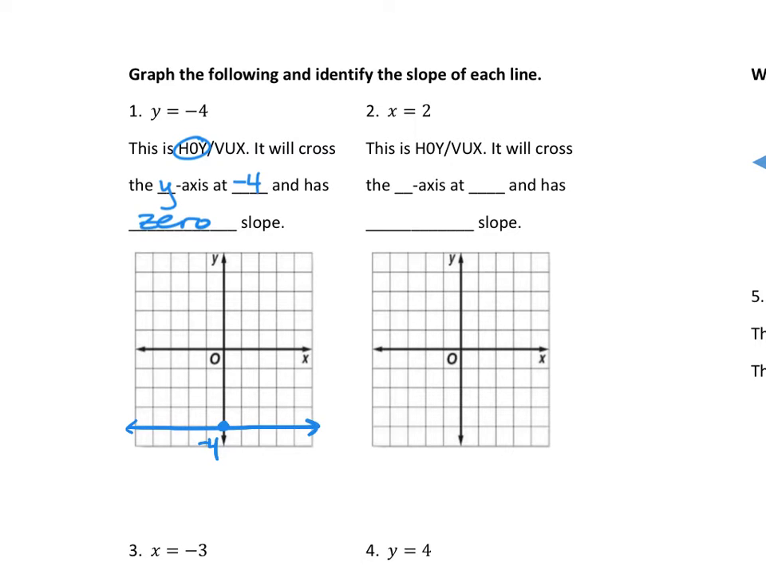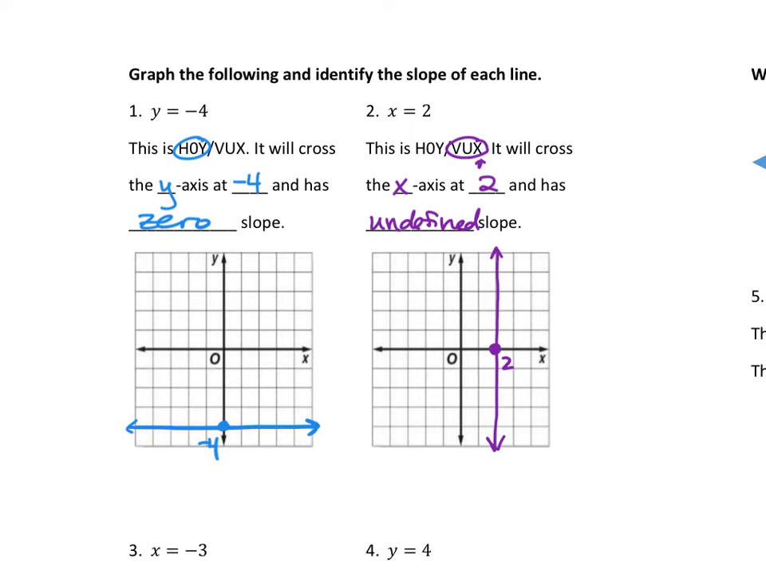Let's check out number 2. If this equation is x equals 2, that means this is a VUX line because it starts with an x, like that's in the word VUX. That means it will cross the x-axis at the value 2, and since it's a VUX line, it has an undefined slope. Up and down is undefined, so we look for where the x-axis has a value of 2, and graph an up and down straight line. There's my VUX line, x equals 2.